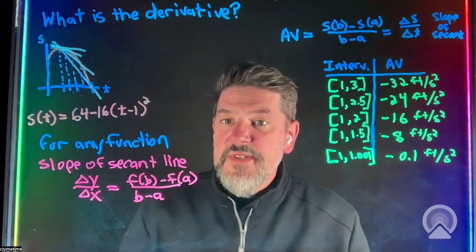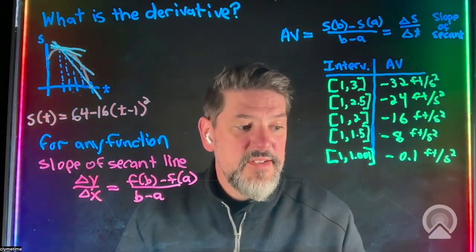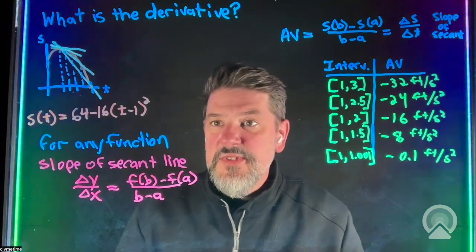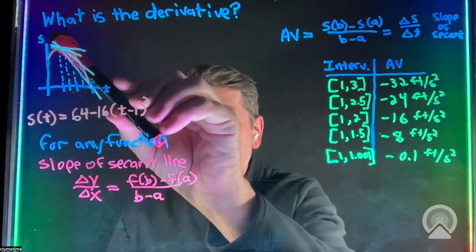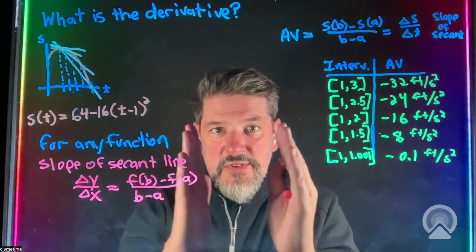Now, how do we get from a secant to a tangent? So the way we get from a secant to a tangent is, tangent means it only hits at one spot, is that we need to get this interval closer and closer together.